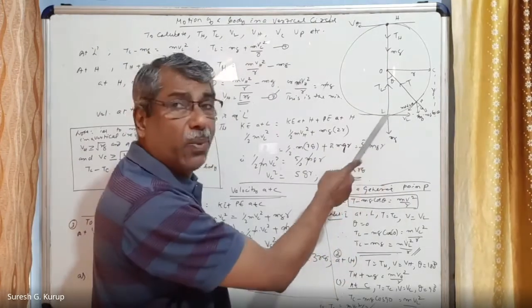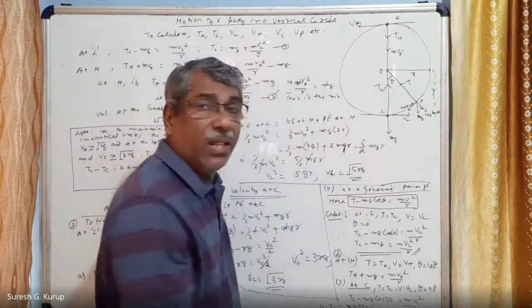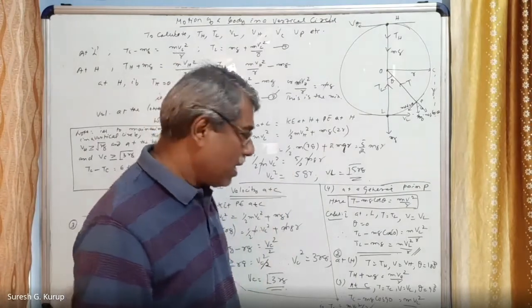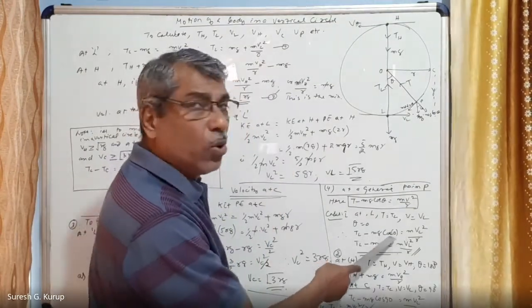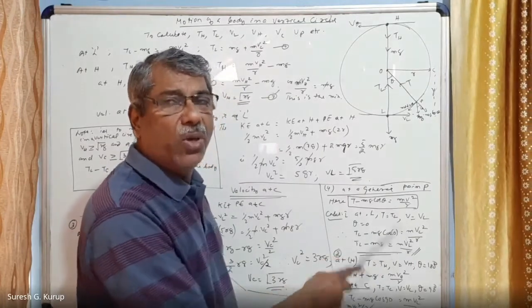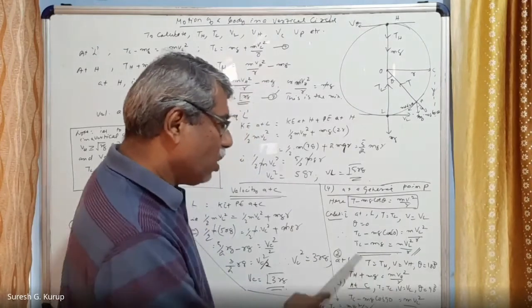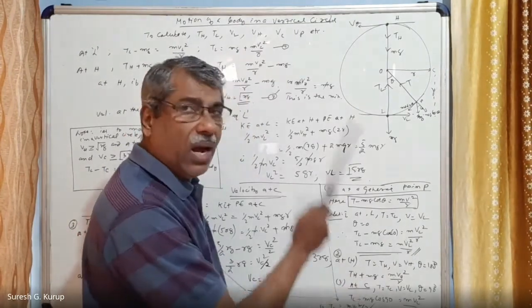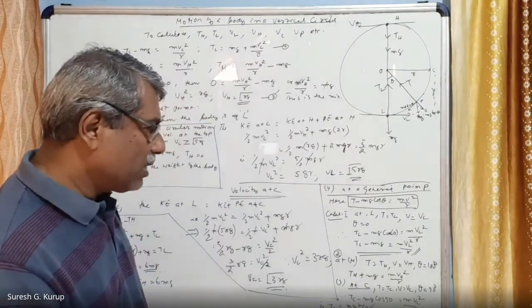Suppose the body is at the point L, then this radius is coming back to this point. Therefore, theta is equal to 0. But cos 0 is equal to 1. Am I correct? Therefore, TL minus mg cos 0, and cos 0 is equal to 1, is equal to mvL square by r. Therefore, TL minus mg is equal to mvL square by r. Already we have proved this in the previous case.